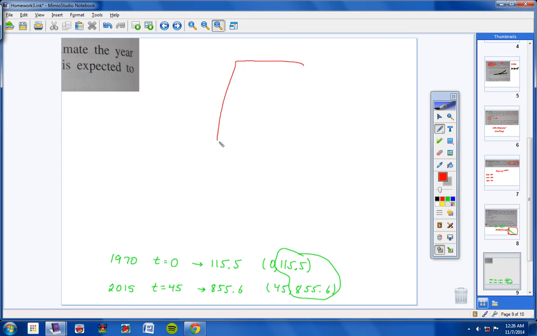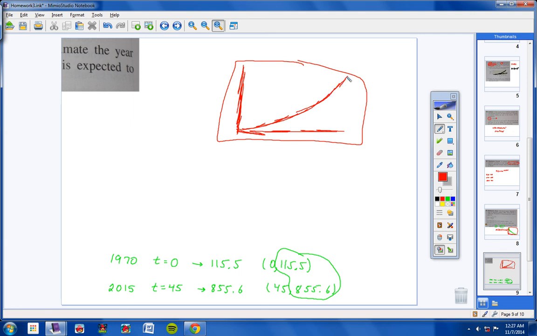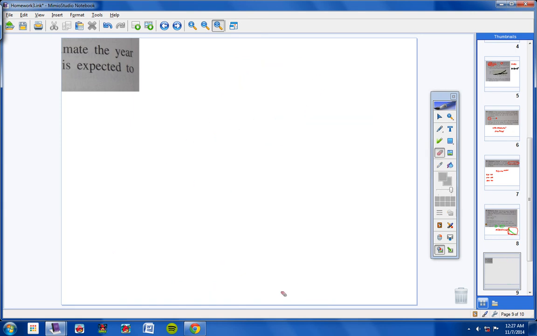Here's your window on your calculator, and you have a coordinate plane going this way. I mean, an axis going this way, and an axis going this way, and the graph looks like this. If you did it correctly, it looks something like this. Okay, there we go. Now let's take a look at part B and part C here real quick.